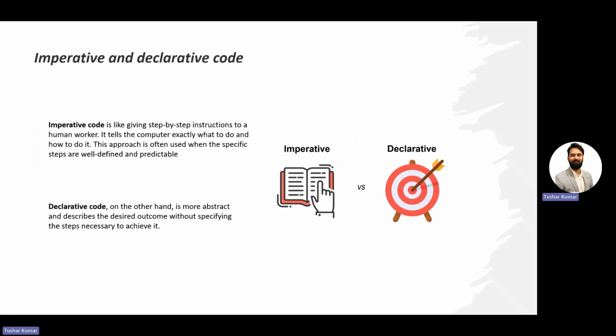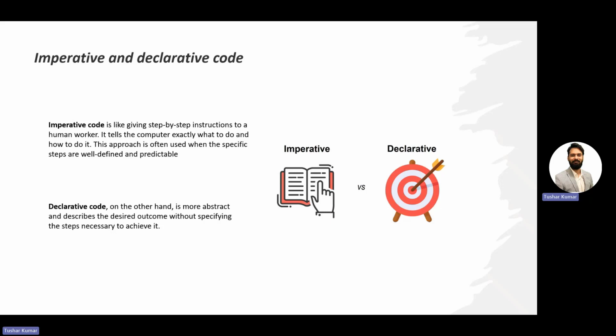So before we go even further, we need to see a very important concept, which is basically what is imperative and what is declarative code. Understanding imperative and declarative code is going to be really important when you are deciding what technology to use and how you are going to do it.